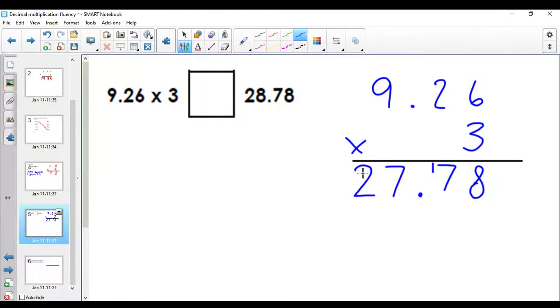9.26 times 3 equals 27.78, which is less than this number here. So I need to show 28.78 is in fact larger than 9.26 times by 3. That's why I've used that inequality symbol there.